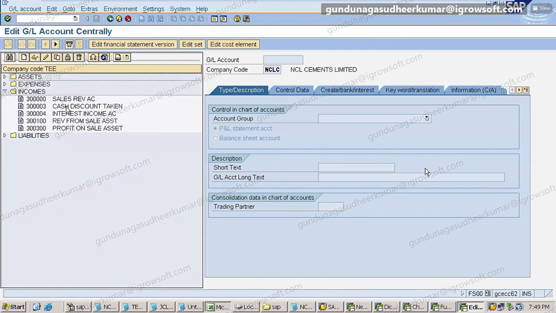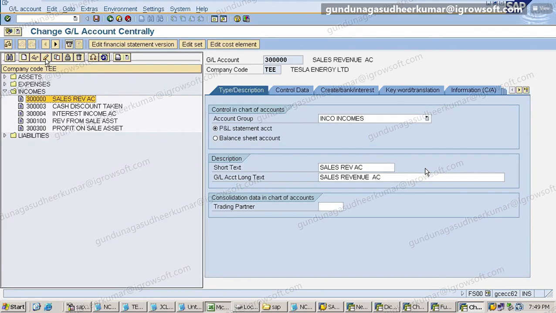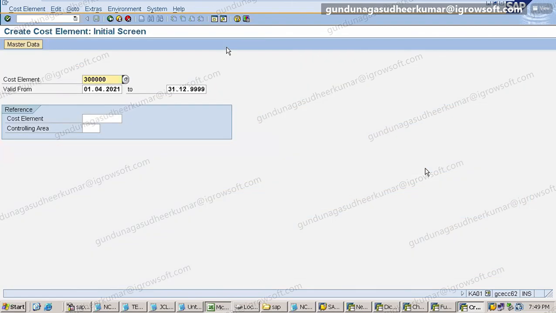Now we have this sales revenue. Is this a cost element? No, sir. So we have to make it a cost element. Okay, change, edit cost element. So now revenue also I'm creating as a cost element. Enter.